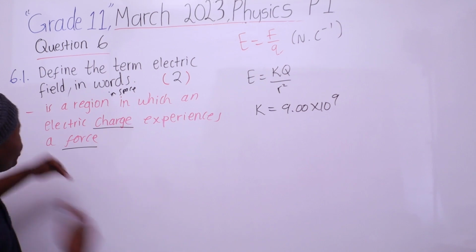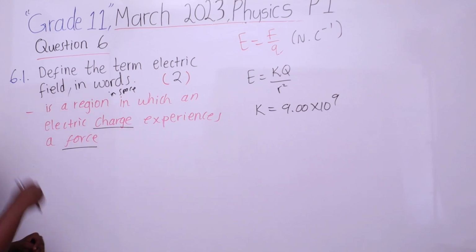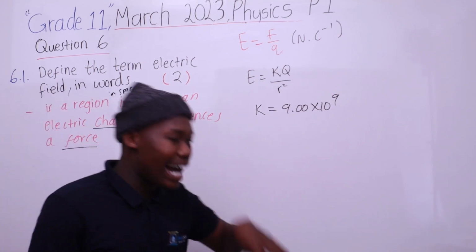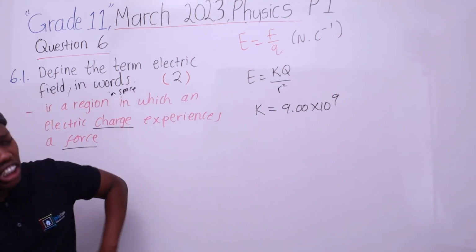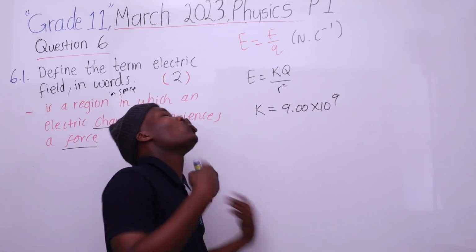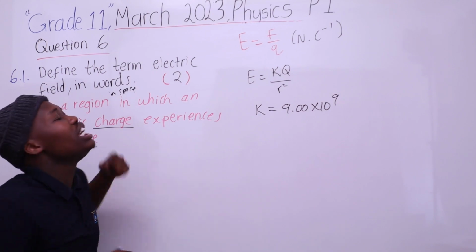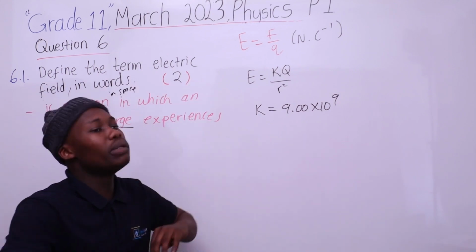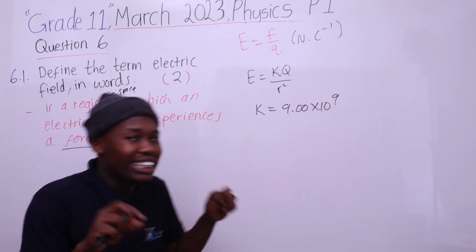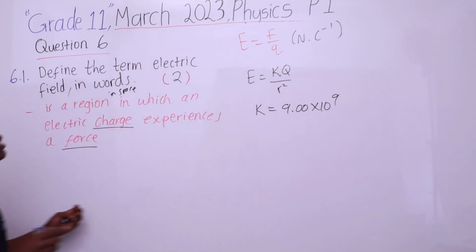So njalo uma bekubuzile bethi define the term electric field in words, wena kwenzayo uyachaza ukuthi indawo la electric charge izo experience khona noma izozwa iforce. Yilo ndawo la izozwa khona iforce khona electric charge. Iyona electric field, because remember field indawo, it is a region. So this is how you explain it in question 6.1.